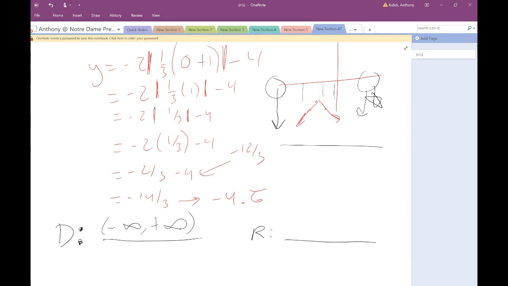The range is about which coordinate? The y. Good. So the smallest y value is down here at -infinity, right? And we go all the way up to which y value specifically? -4, right? Okay there?